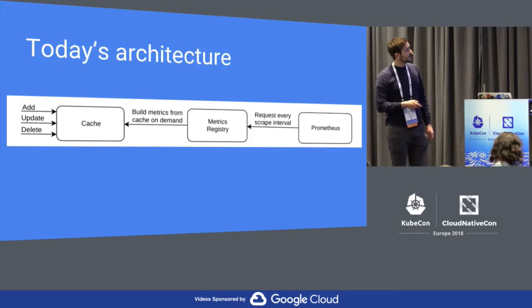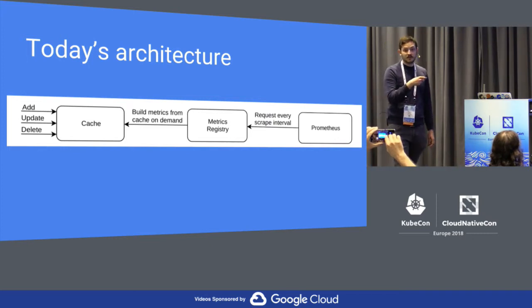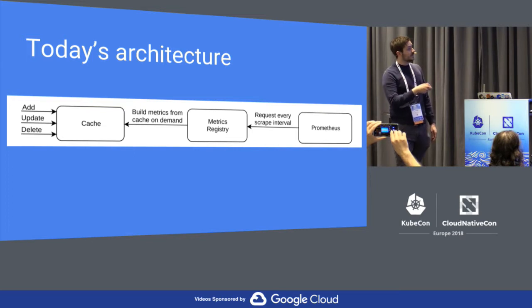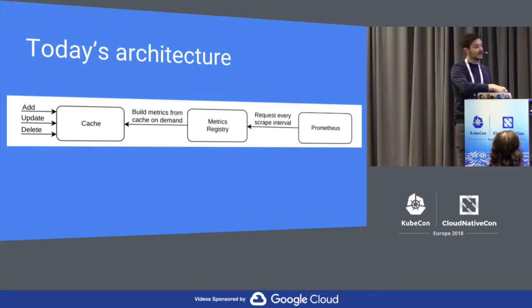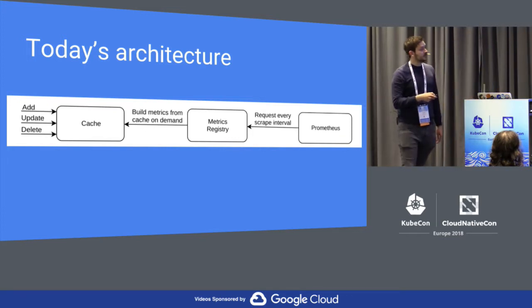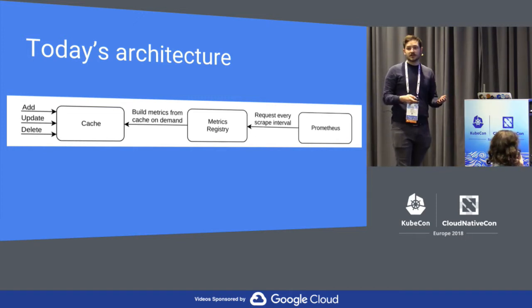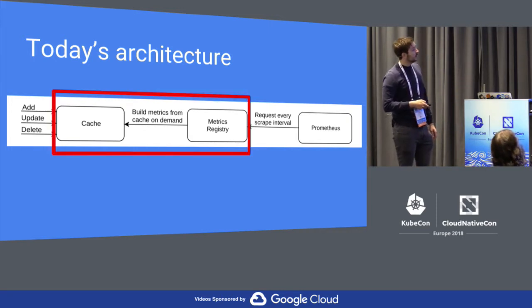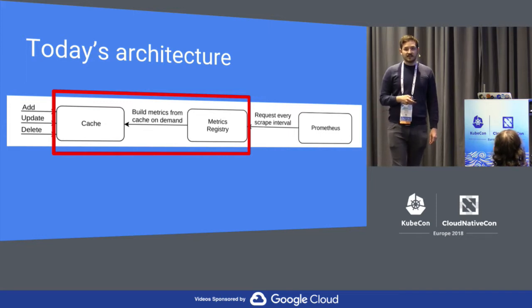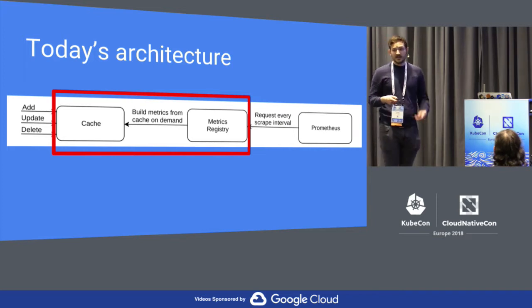So we removed this, and instead, whenever Prometheus comes and scrapes all these metrics from kube-state-metrics, it actually builds these metrics on demand. It goes through all the objects in the cache, and then builds the metric output. And then we don't have this problem anymore that there are stale metrics about objects that don't exist anymore. So that's cool.